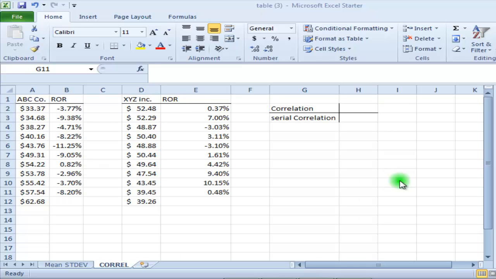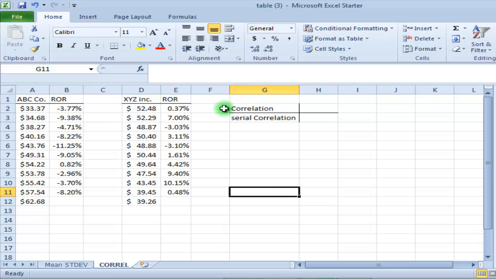Alrighty, so we're going to do a quick little video on how to do correlation between two series of data. I just made up some numbers right here. They're not related to anything in real life. I just made up ABC Co. and XYZ Inc. I gave some random stock prices that go back 11 periods actually, and then that gives us 10 rates of return that are based off of those data points. So it's literally just random numbers, but we're going to look at how these two correlate to each other.